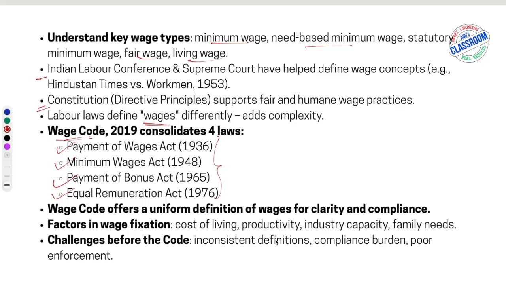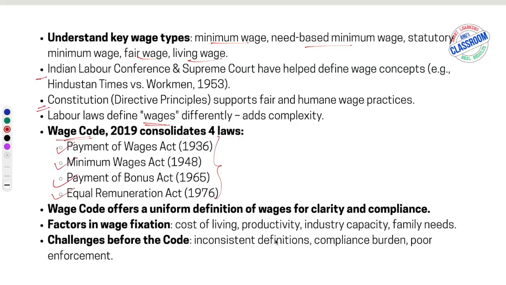And if you are asked about the practical challenges, then you can mention things like lack of uniformity before the code, complexity in compliance with all the different laws, and the need for effective enforcement. So these are the challenges. So that is a wrap on the legal side of compensation. I know it might have been a bit heavy on definitions and all, but trust me, knowing this stuff will give you a good advantage.